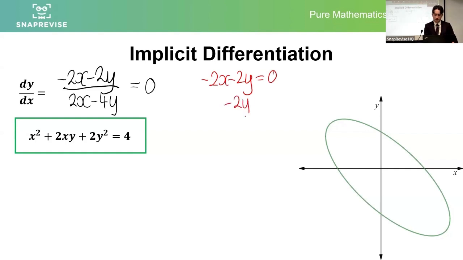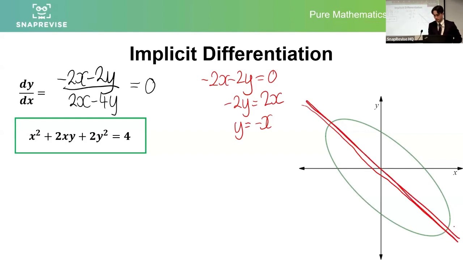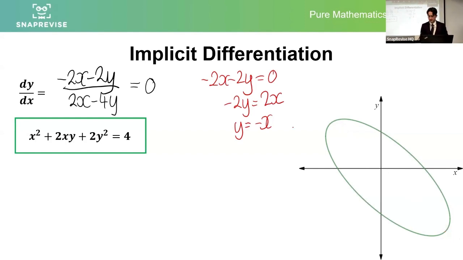Well, when minus 2y equals 2x, so when y equals minus x. So we know that these lie on the line y equals minus x, where those stationary points are. So what we can do is simultaneously solve that now, put that back into there, and let's do that.